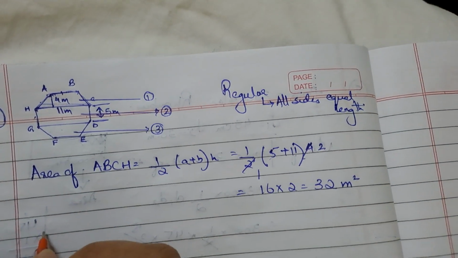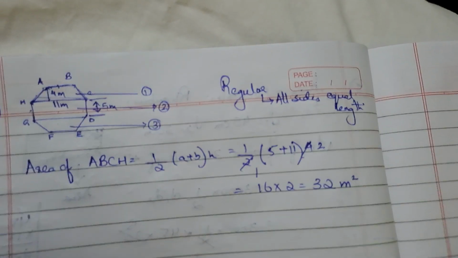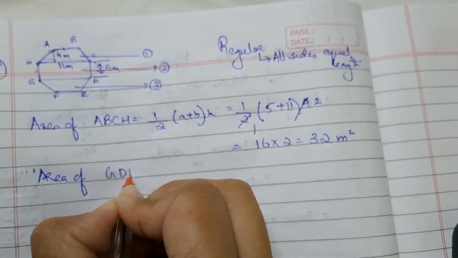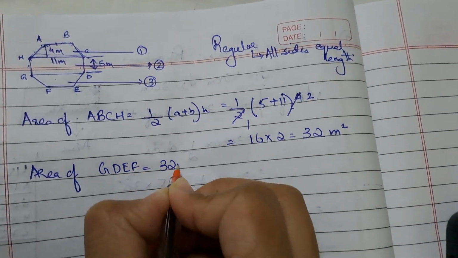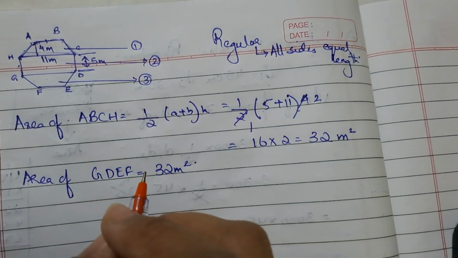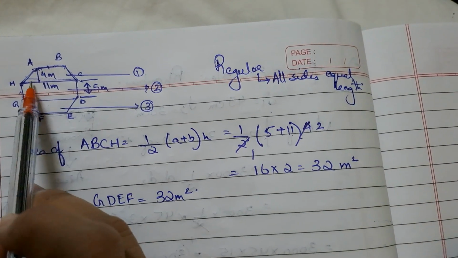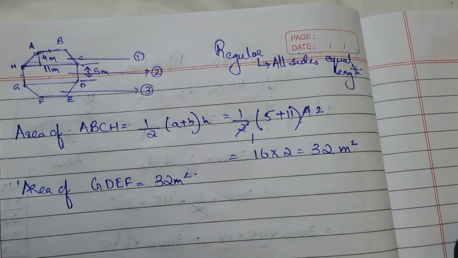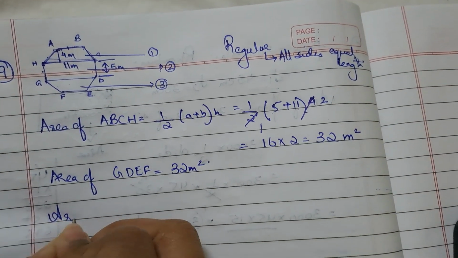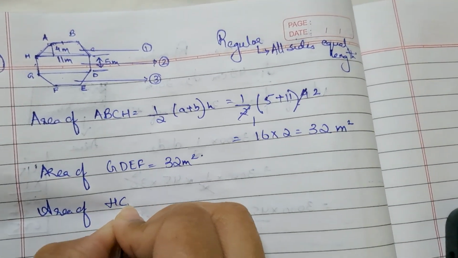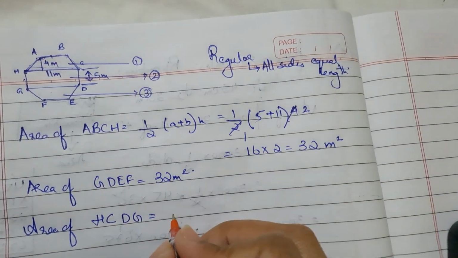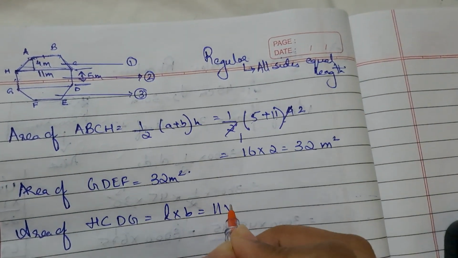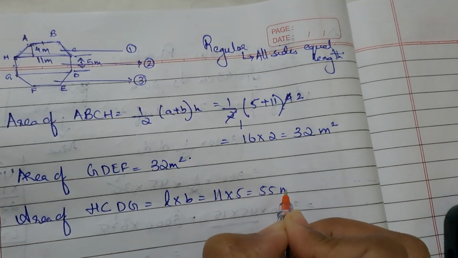Now this one is equal to the area of GDEF, isn't it? Area of GDEF is equal to 32 meters square is what I get. Fine, I'm very happy here. Now, what about the area of HCDG, whatever it is? It's a rectangle. Area of HCDG is equal to length times the breadth. Rectangle दिख रहा है, length is 11 and this is 5. 11 times of 5, which is going to be 55 meters square.